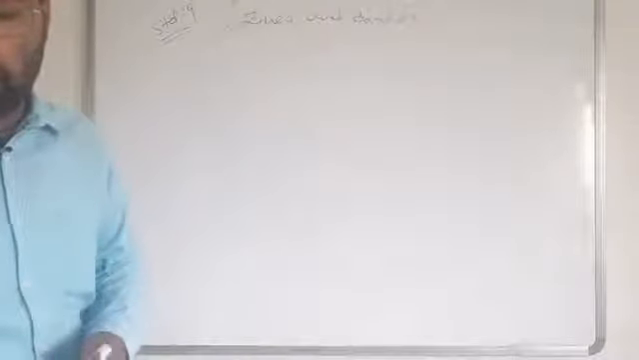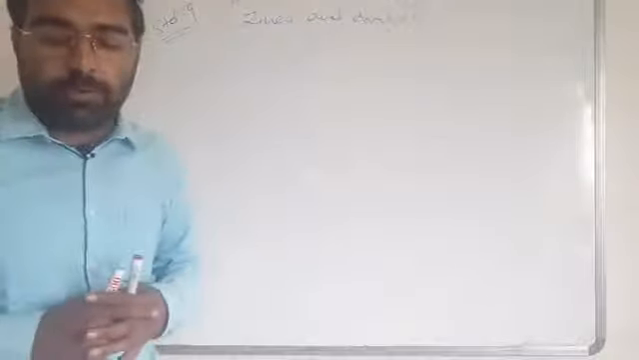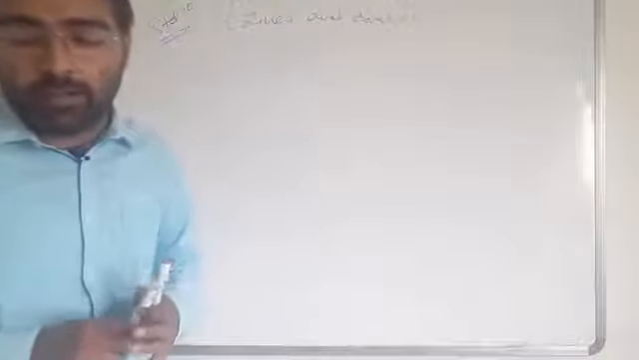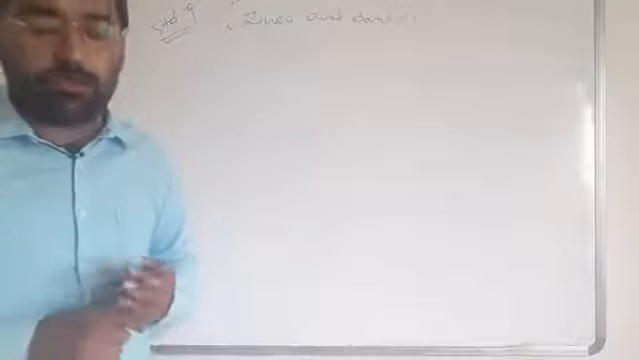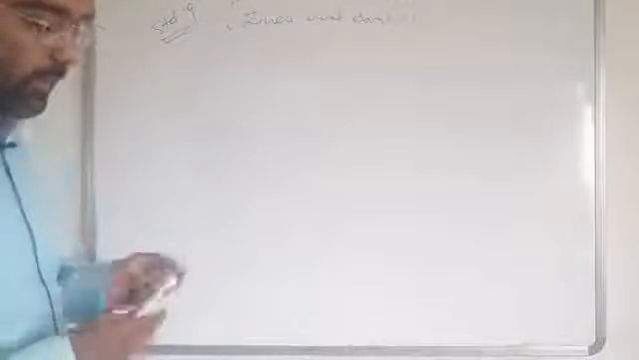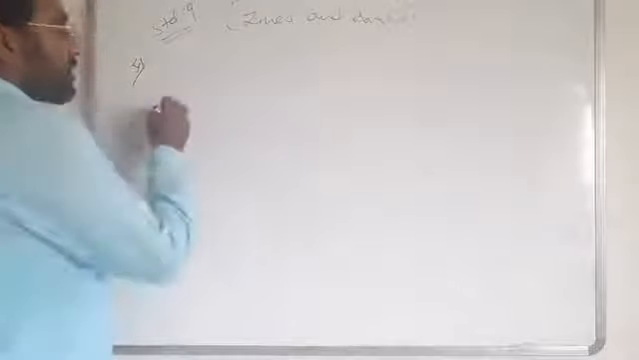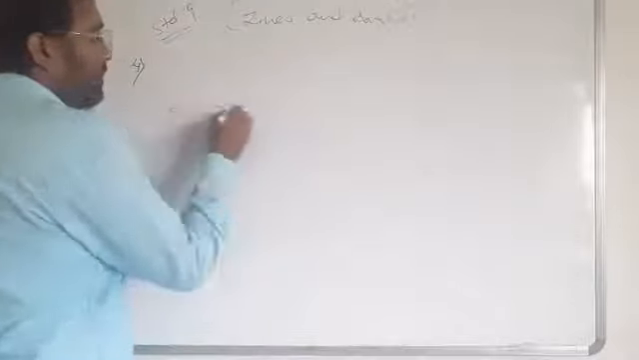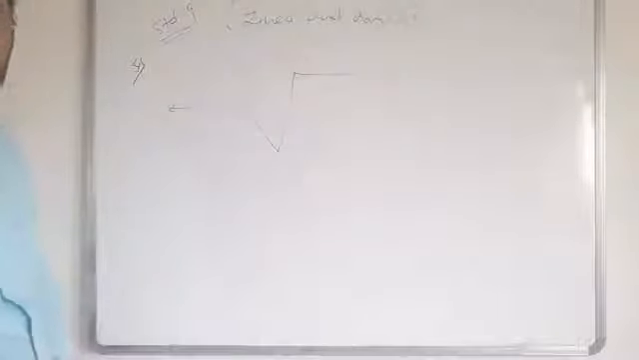Now question number 4. In the given figure, if PQ is parallel to ST and angle PQR is equal to 110 degrees and angle RST is equal to 130 degrees, find angle QRS. Okay, so for question 4 a figure is given. First of all, we have to draw the figure. This kind of figure is given.